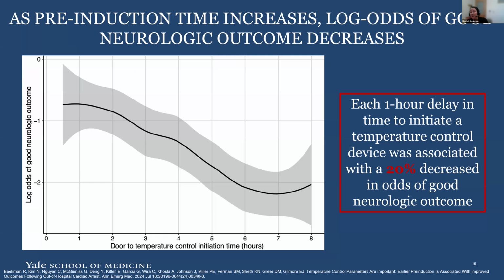In addition, we identified that there was a linear association between the time to connect a temperature control device and the log odds of good neurologic outcome. And in fact, each hour delay in time to initiate a temperature device was associated with a 20% decrease in odds of good neurologic outcome.